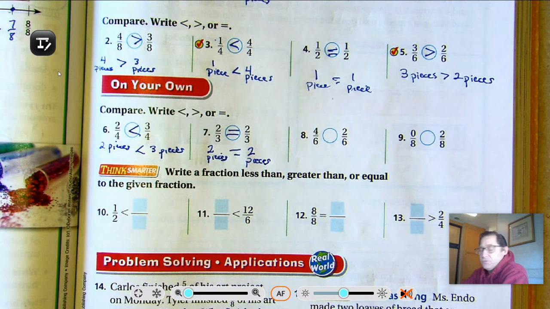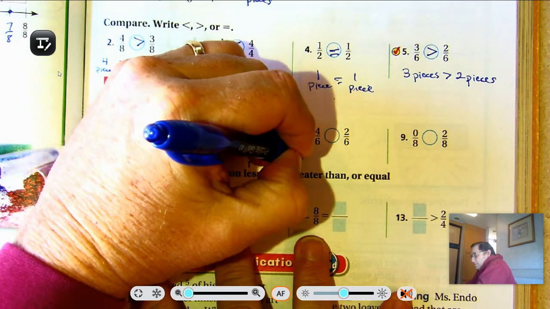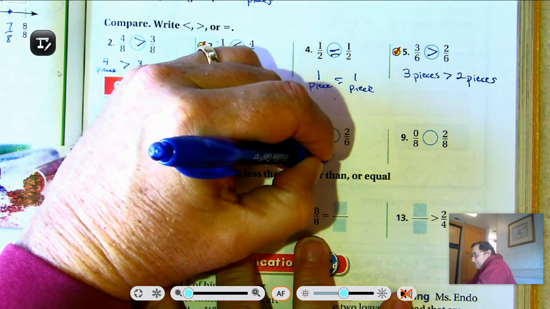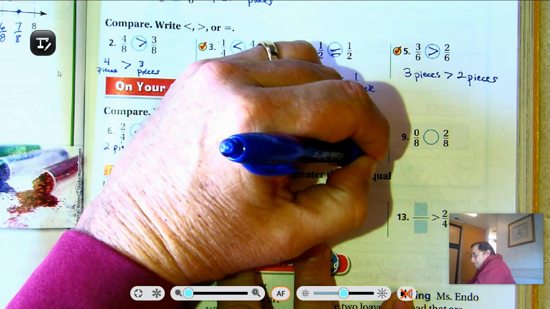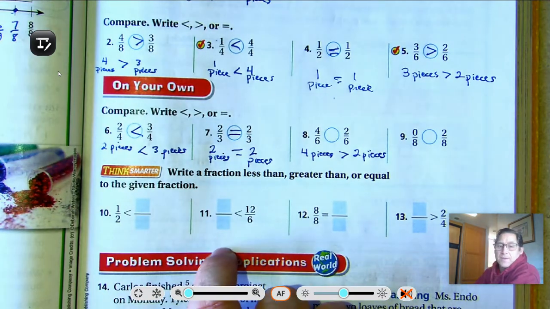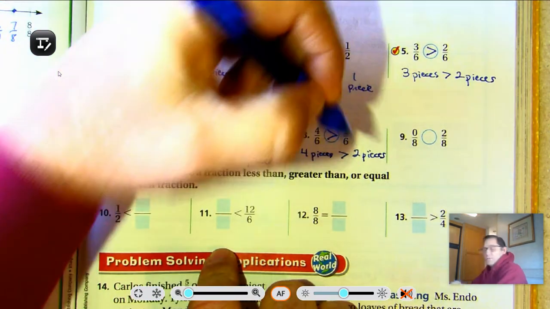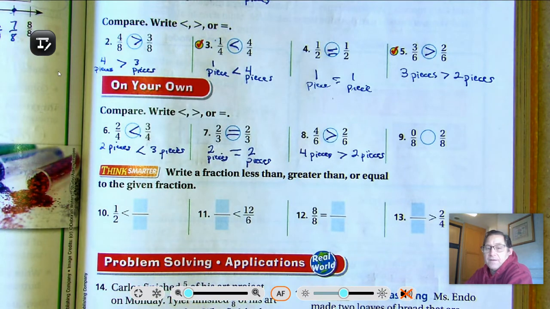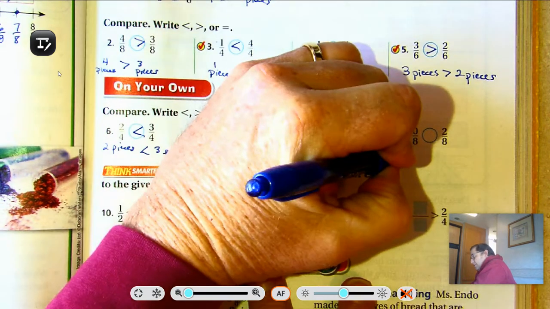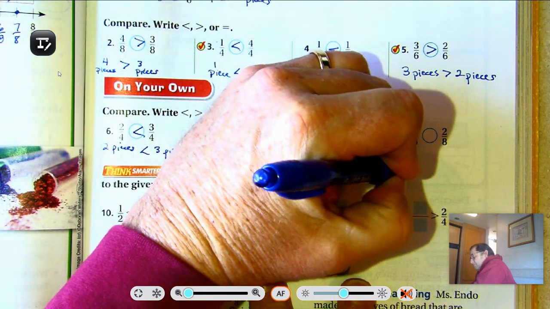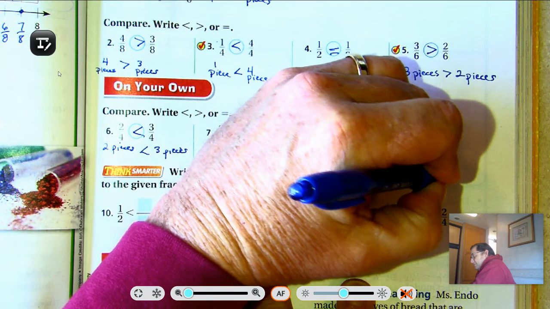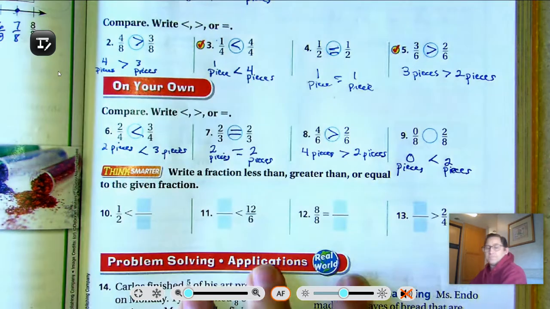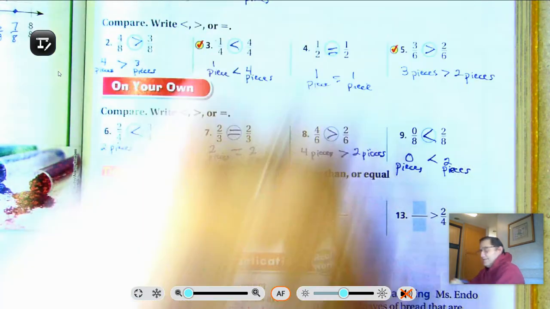4/6 compared to 2/6. So we have 4 pieces, which would be greater than 2 pieces. Okay. So 4/6 is larger than 2/6. 0/8 compared to 2/8. Well, this time we have 0 pieces, which is definitely less than 2 pieces. So 0/8 is less than 2/8.